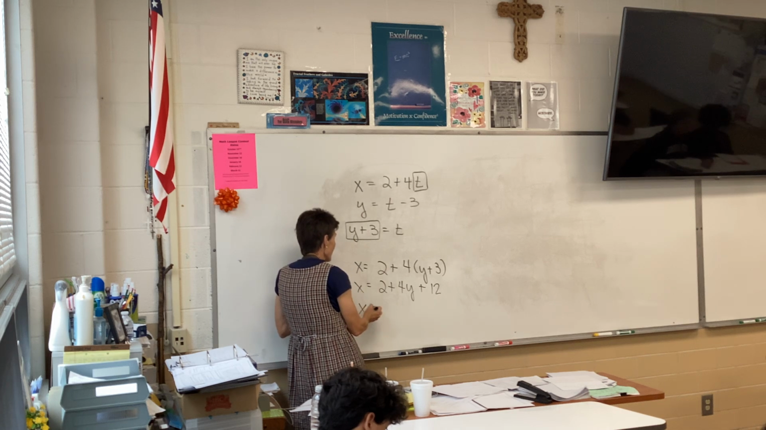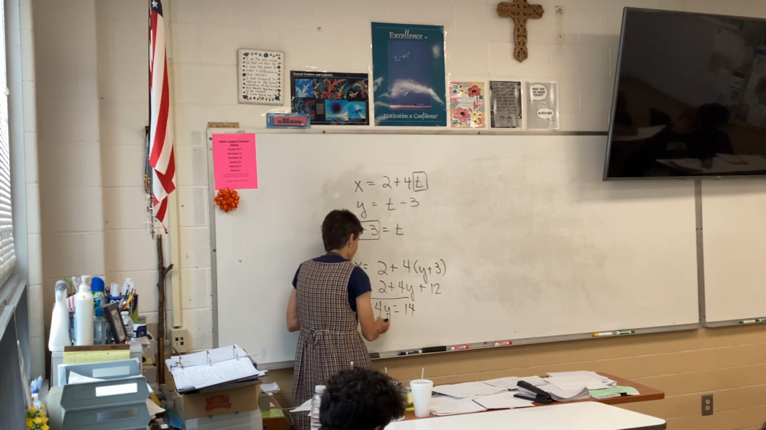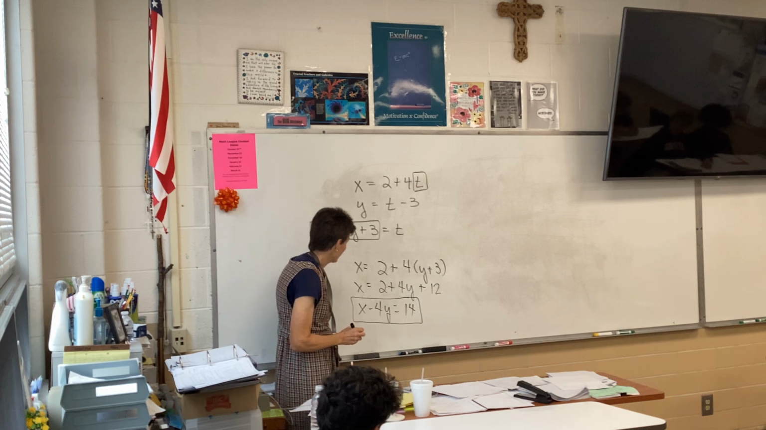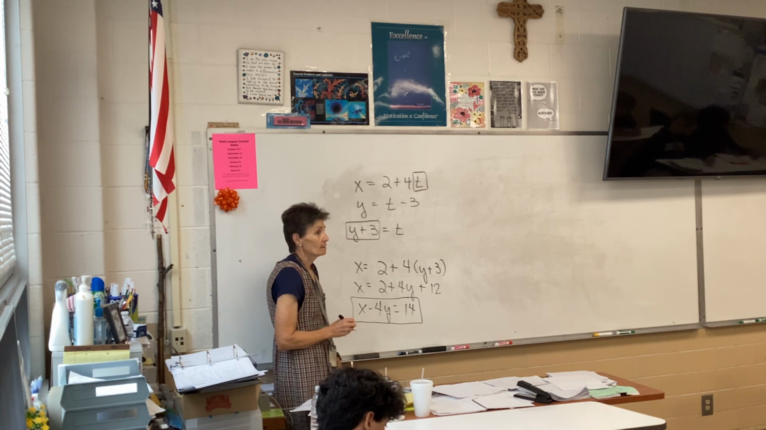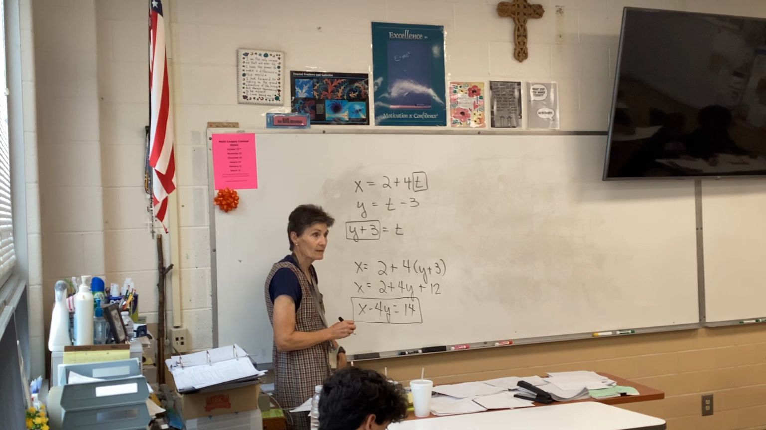And I'd probably write that x minus 4y equals 14. You swap sides. So it's a line. And instead of having x equals, I'm going to have x and y together. And that's it. That's the answer.